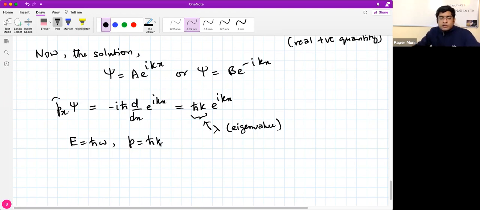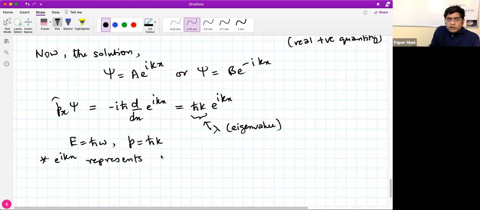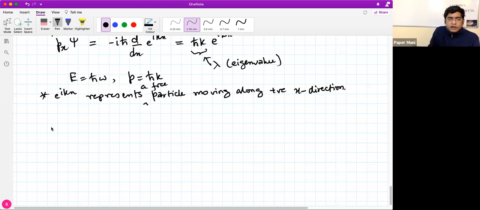So e to the power ikx represents a free particle moving along the positive x direction.